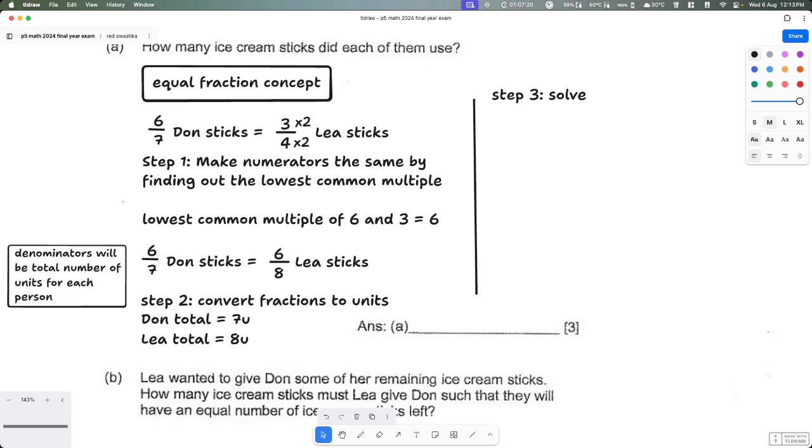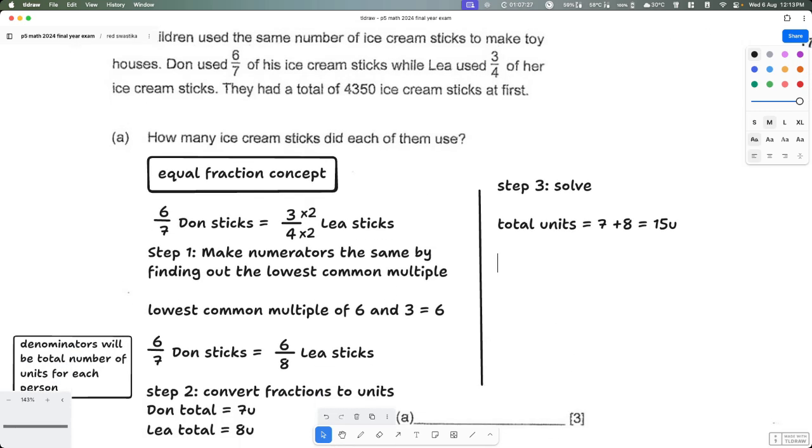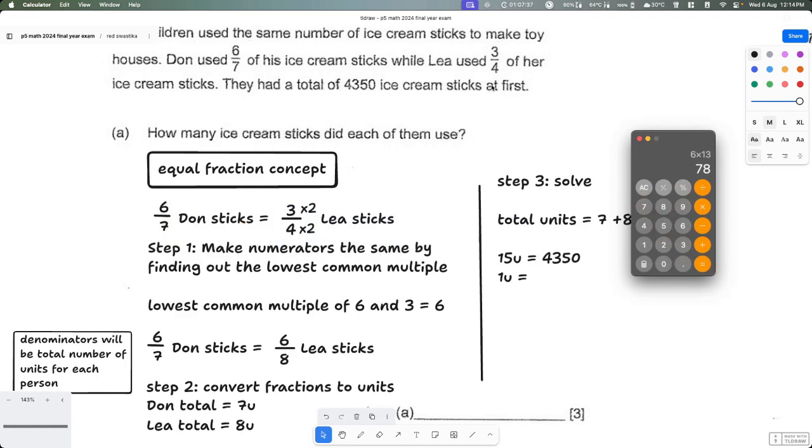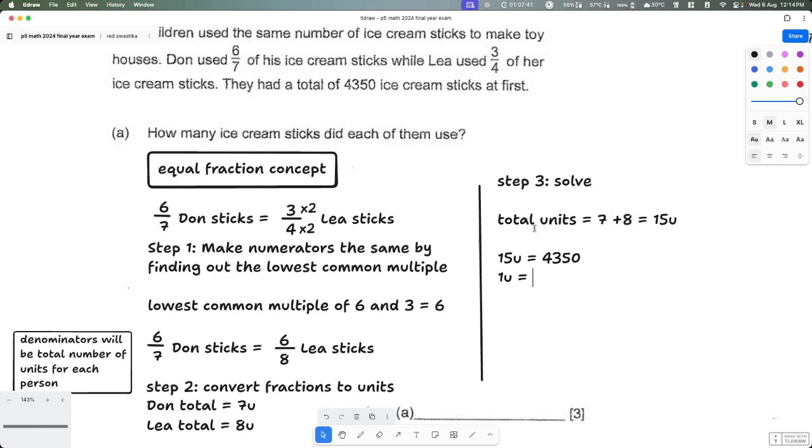Solve. So total units is equal to 7 plus 8 equal to 15 units. So 15 units equal to 4350. Okay, 1 unit is equal to 4350 divided by 15. This will give us 290. So each of them used 6 units of sticks.